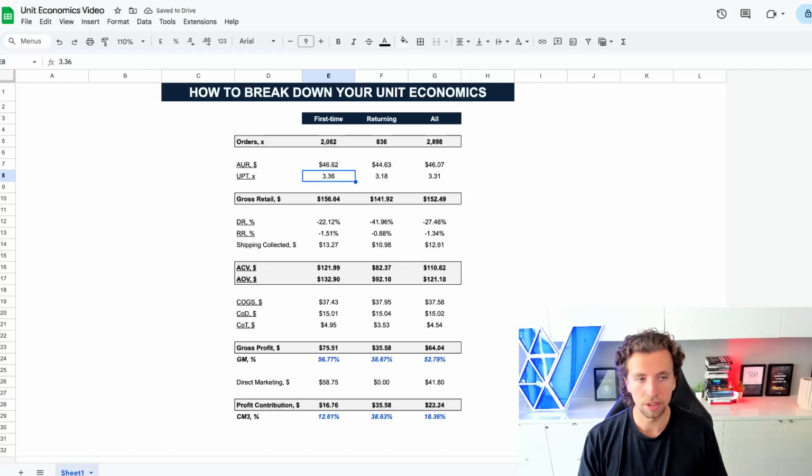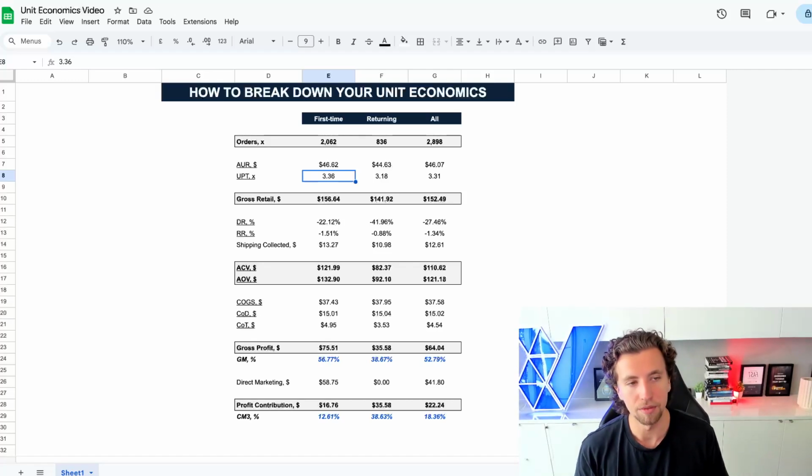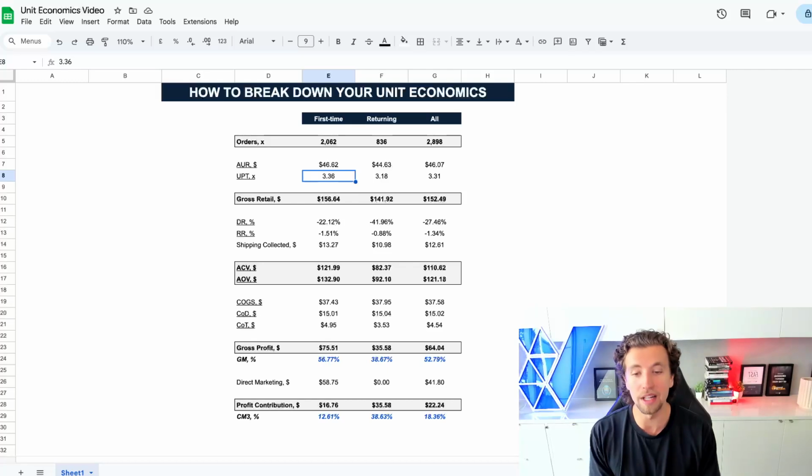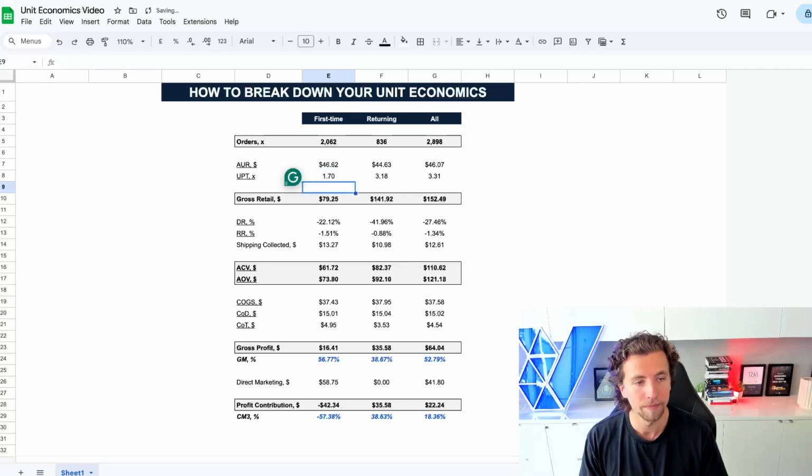But what if we increase units per transaction? Right now they're sitting at 3.36. Can we push this up to a 4? And by the way, these guys already do an incredible job of this. And so no, they probably can't increase units per transaction any further. But let's assume this was a brand that was doing a bad job. And in fact, let's turn this into a brand that's doing a bad job. Let's take this down to 1.7.